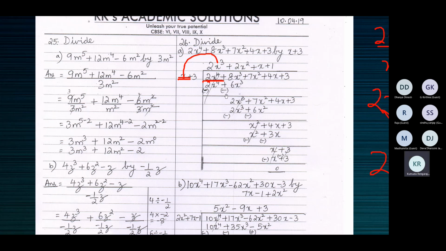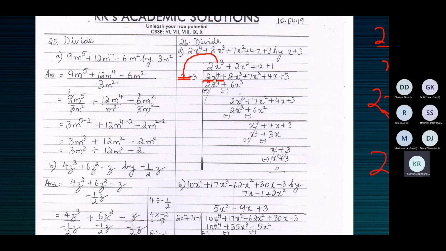Now take up the first term of the new dividend. This expression is a new dividend. This is the first new dividend, this is the second new dividend, and this is the third new dividend. This is the original dividend, and this is the new dividend. First new dividend, second new dividend, third new dividend.